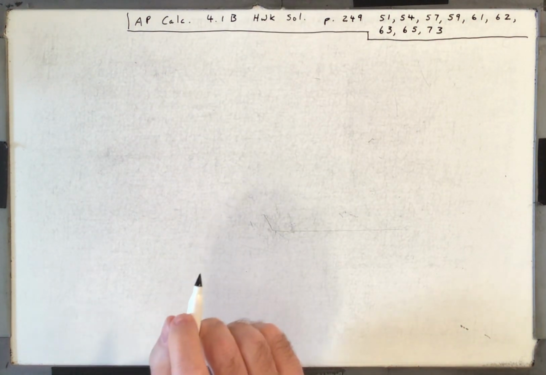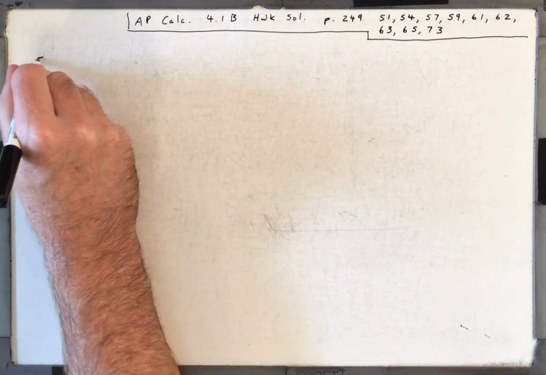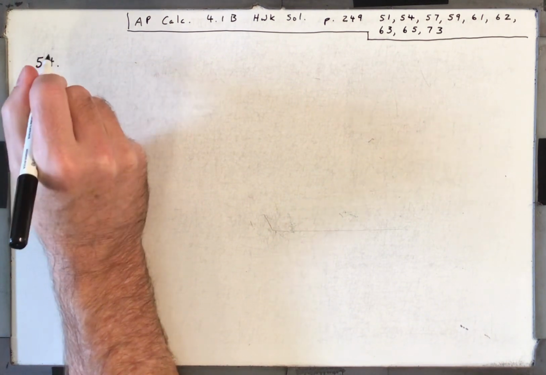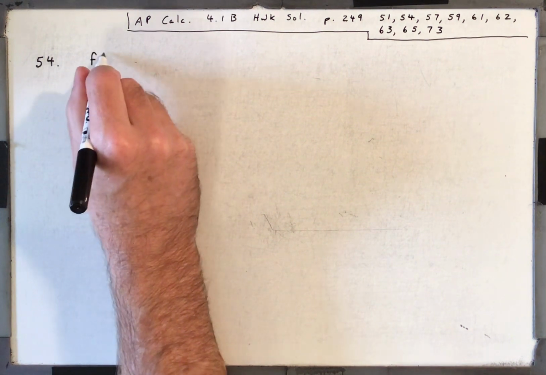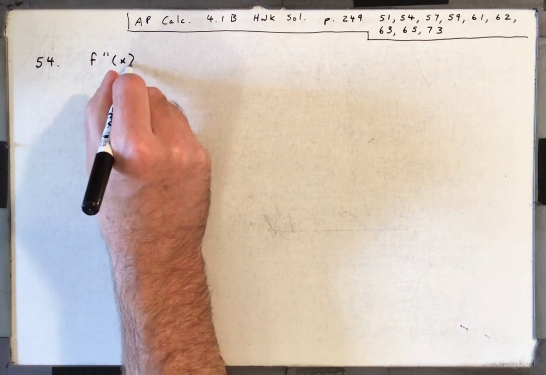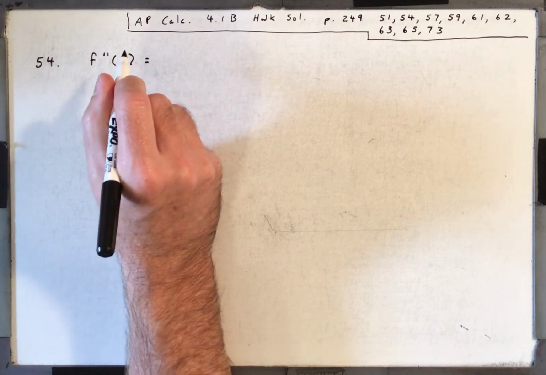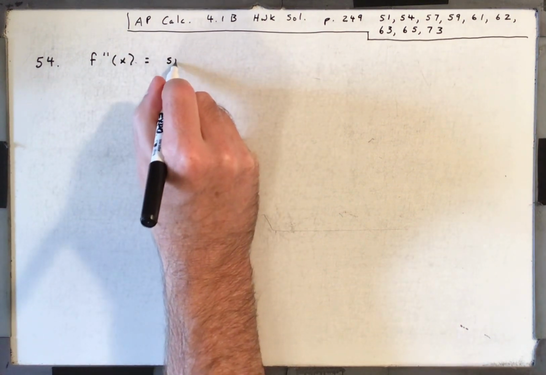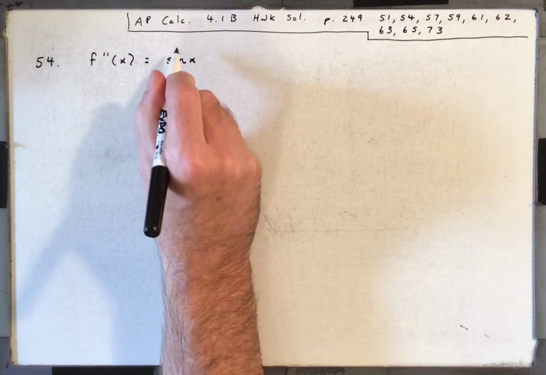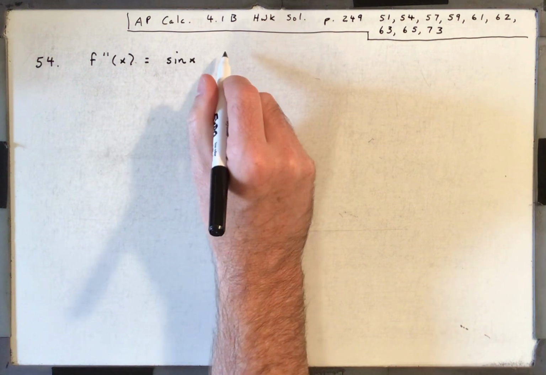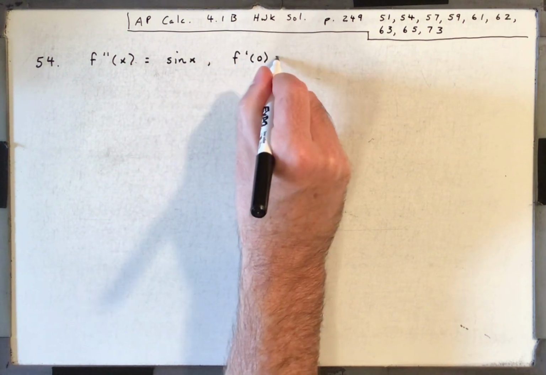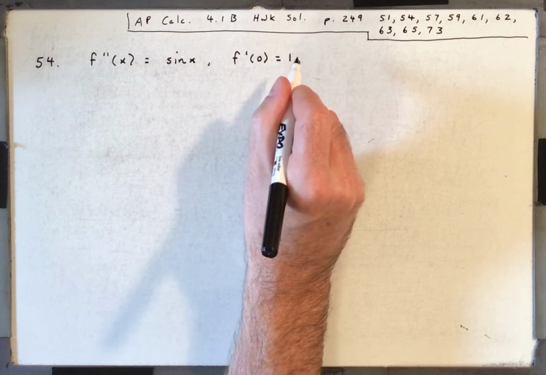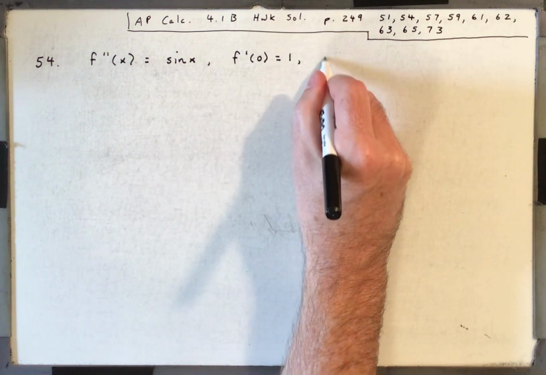Let's do number 54. Okay, so for 54 we have f double prime of x is equal to sine x, f prime of 0 is equal to 1, and f of 0 is equal to 6.